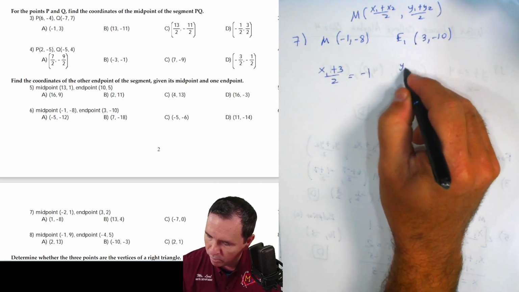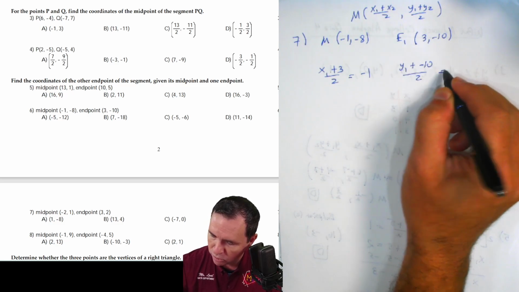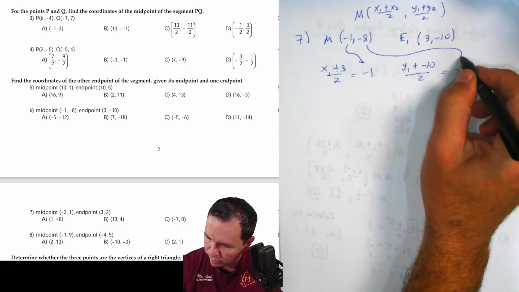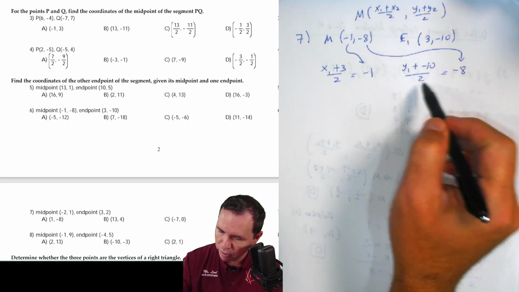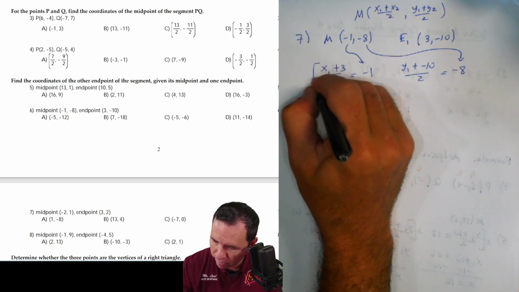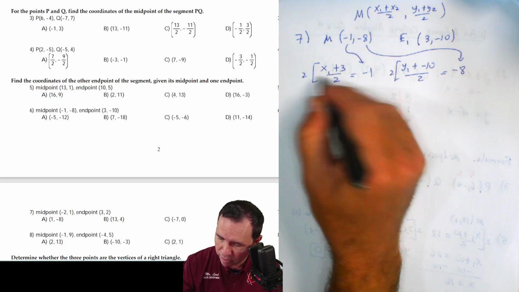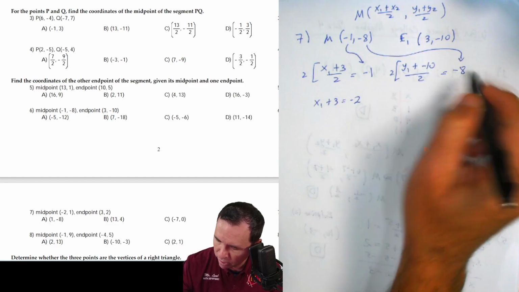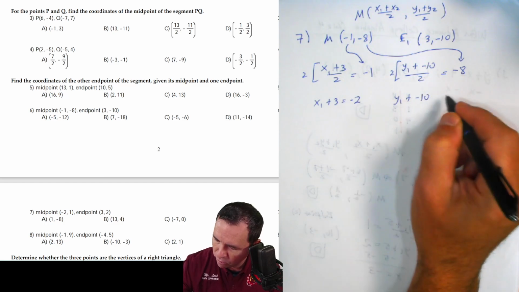Also, y1 plus that over 2 has to equal that. You see, this one goes here, and this one goes over here, and then this plus that over 2, and then this plus that over 2 is going to have to equal like that. Okay, now we have to reverse the process. We have to multiply by 2. We have to multiply by 2. So, of course, when you multiply by 2 here, these cancel, but not over here, right? x1 plus 3 equals negative 2. These cancel, but then you get y1 plus negative 10 is equal to negative 16.